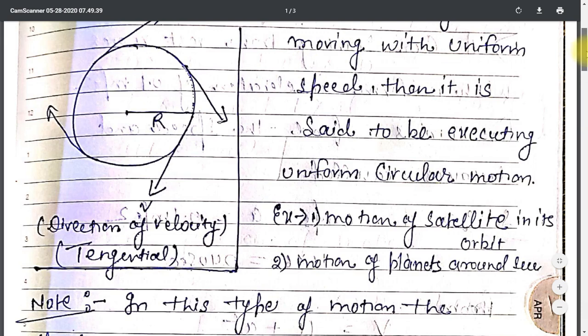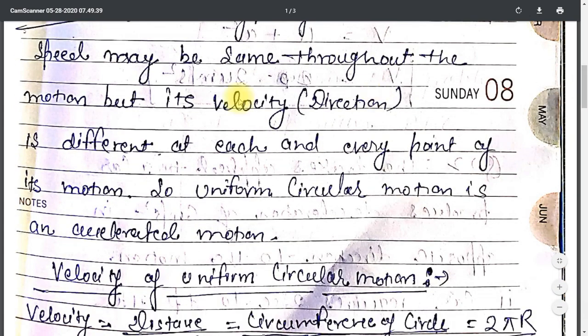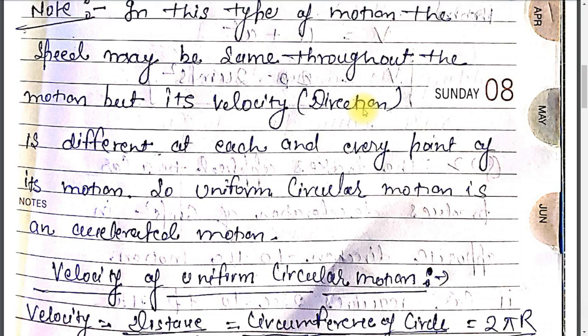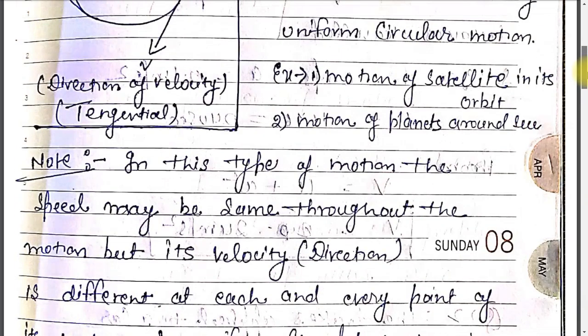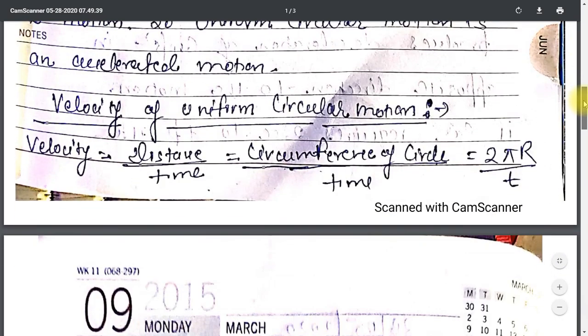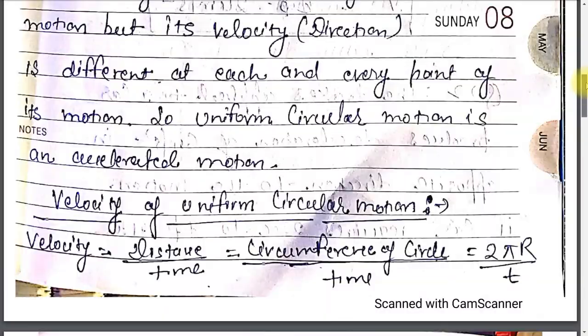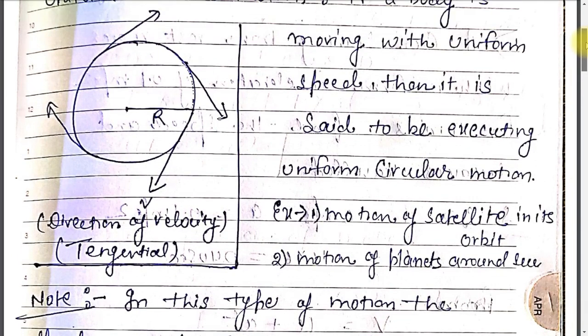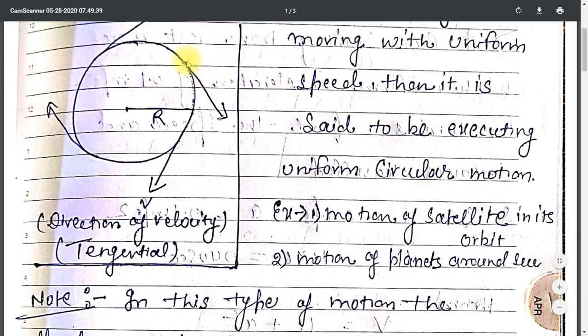But the direction will keep on changing, because velocity contains magnitude as well as direction. So the magnitude will remain constant, but the direction is different at each and every point. That means if we move from one point to another point, at every point we have a different direction of the motion. That means if we are talking about this point, we have a different direction.